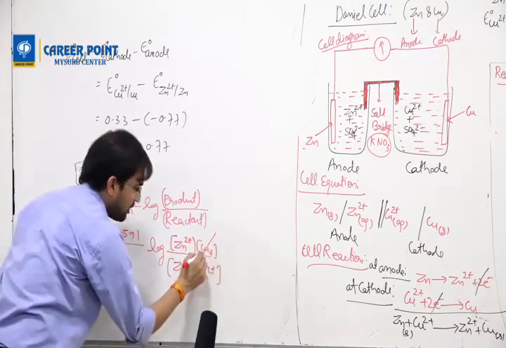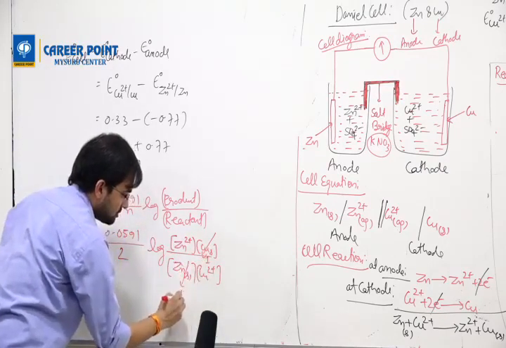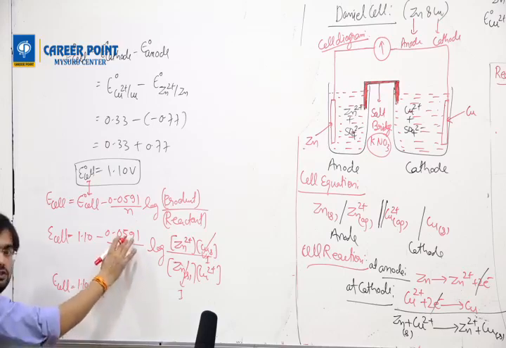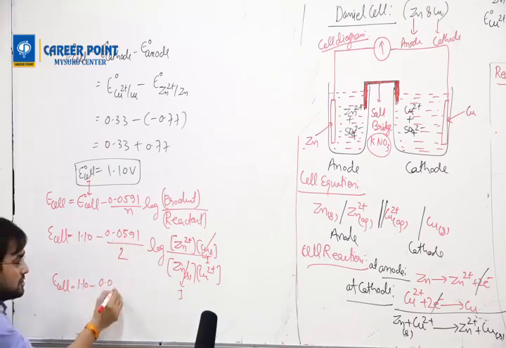But you know solid activity is 1. This is 1. So what we get? We get a formula of E cell equals 1.10 minus 0.0. This could be written as 0.06. Why? Because it is easy to divide.